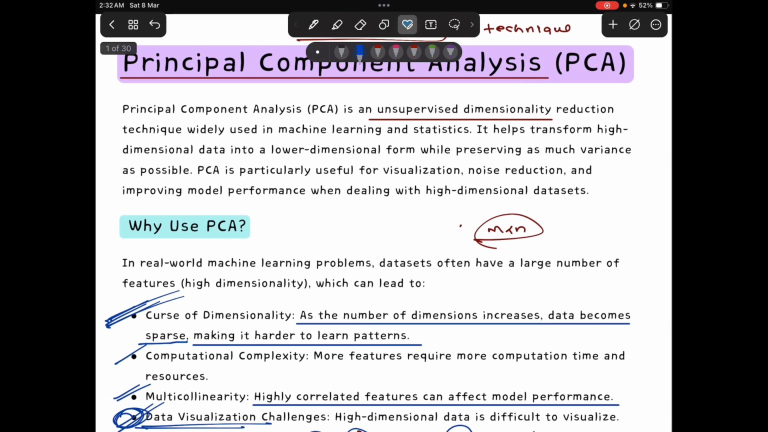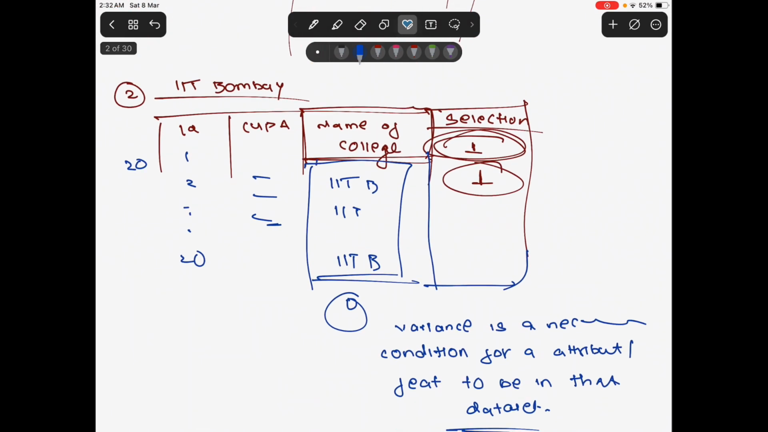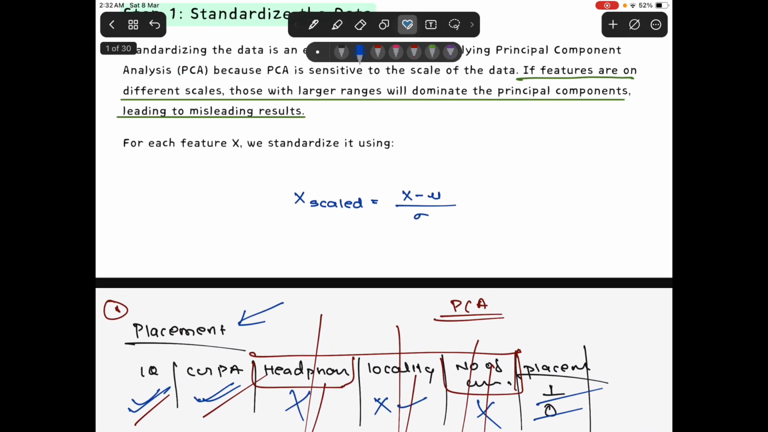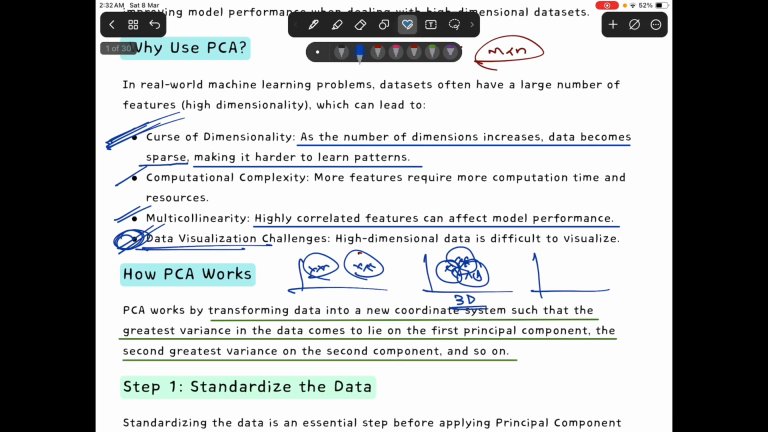The main motive of PCA is to preserve as much variance as possible. If a feature has a lot of variance, it will contribute most to the result. As we have seen in this example, the same college wasn't contributing to the result because everybody belongs to the same college. So it doesn't matter to the company, that college part.